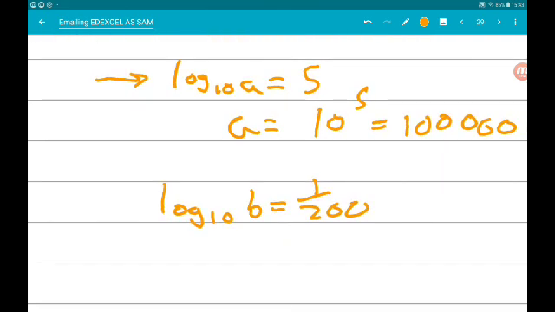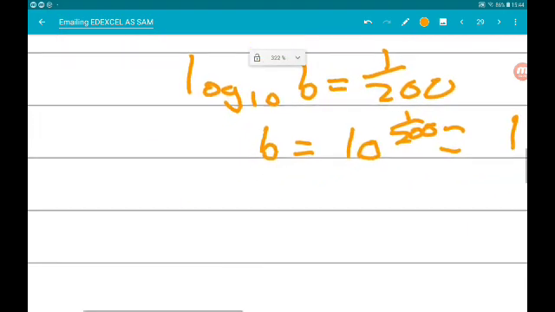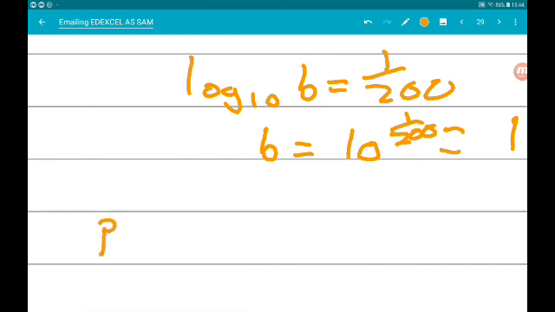Now that means B is 10 to the 1 over 200. Now that, if we go to 4 decimal places, just to be safe, is 1.0116. So there are the values of A and B. Now we don't need to do this yet, but we're probably going to need it at some point.